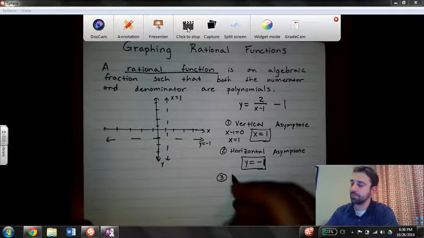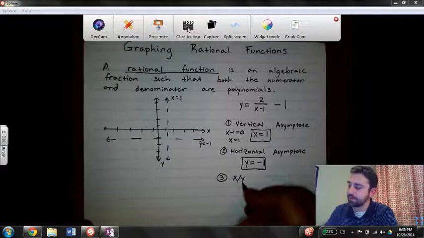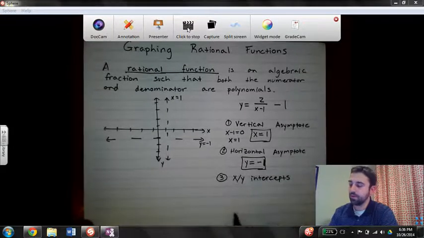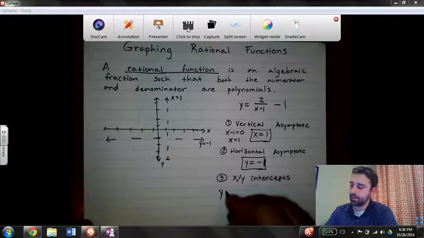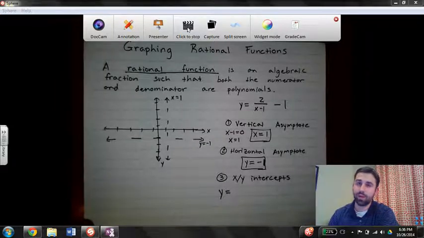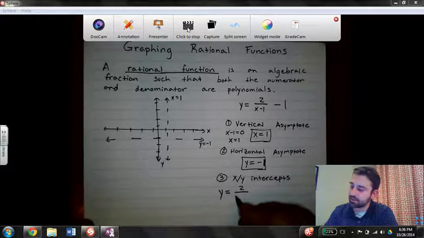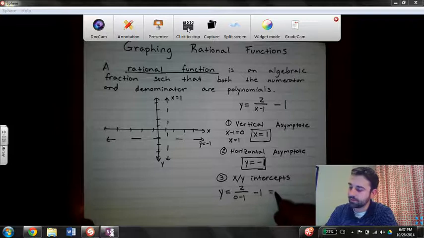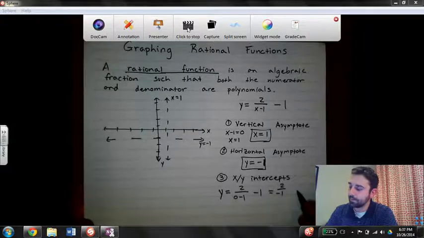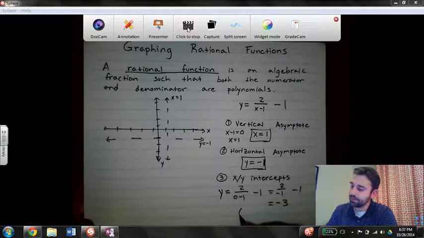My third step here is to find the x and y intercepts of my graph. So let's start with the y-intercept. The y-intercept is where the function will cross the y-axis when x is 0. So in order to find this, I just need to substitute the value of x as 0 and then solve. Here I get 2 divided by negative 1, all minus 1, which when I evaluate this gives me negative 3. So my y-intercept would be (0, -3).